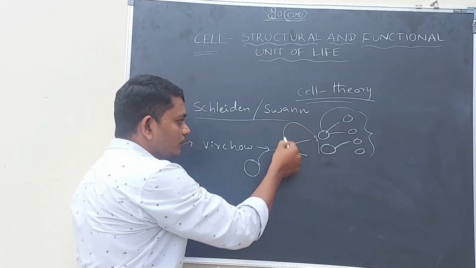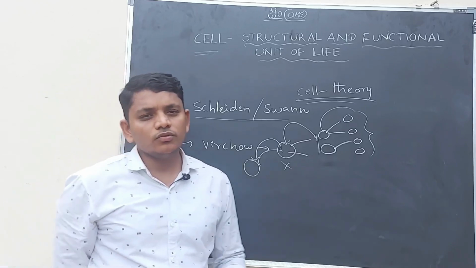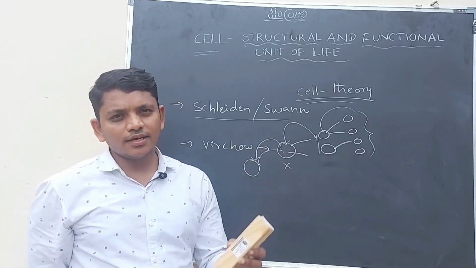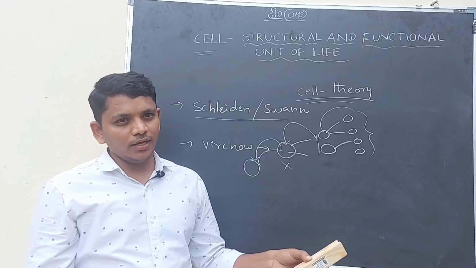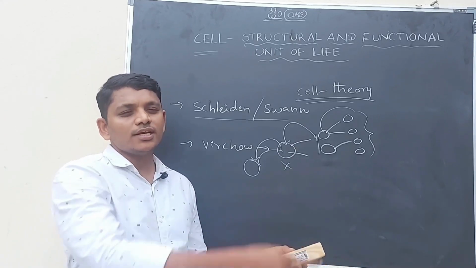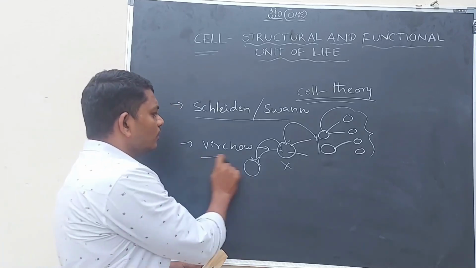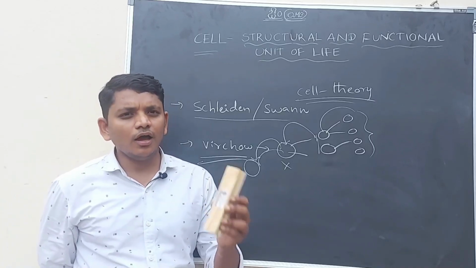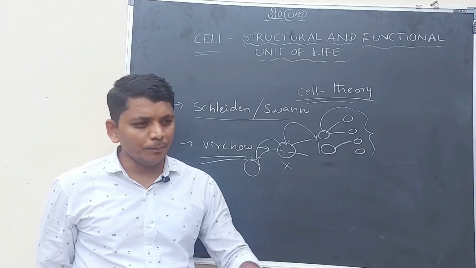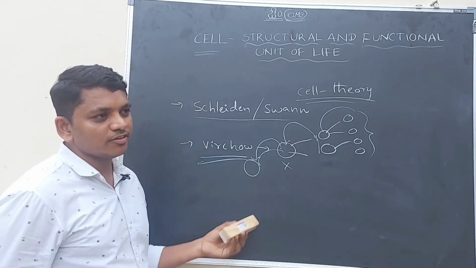These cells are coming from pre-existing cells. So, all cells are coming from pre-existing cells. If there is no cell in the previous generation, there are no cells in the next generation. So in Virchow's view, all new cells come from pre-existing cells, the older cells. This is the expansion of the cell theory.